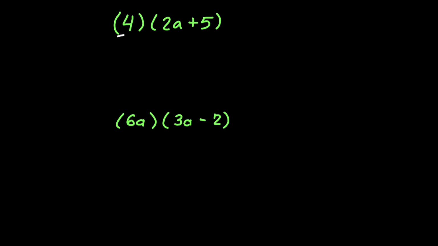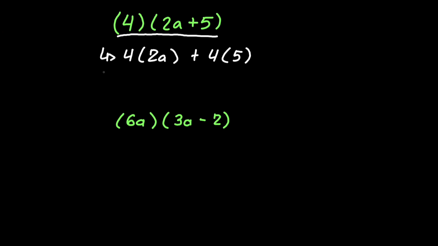4 multiplied by 2a plus 5. It would be 4 multiplied by 2a plus 4 multiplied by 5. So the answer would be 4 multiplied by 2a would be 8a, and 4 times 5 would be 20. So this would be the answer.